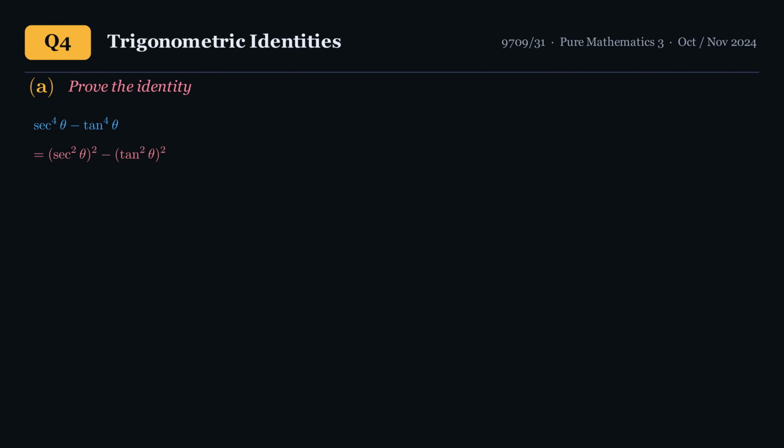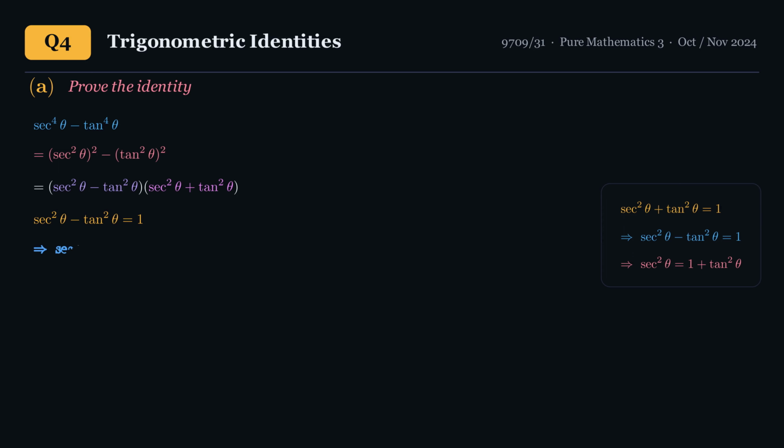This is a difference of two squares. A squared minus b squared equals a minus b times a plus b. From the Pythagorean identity, the first bracket equals 1. So we replace the first bracket by 1. 1 times the second bracket, the expression simplifies.